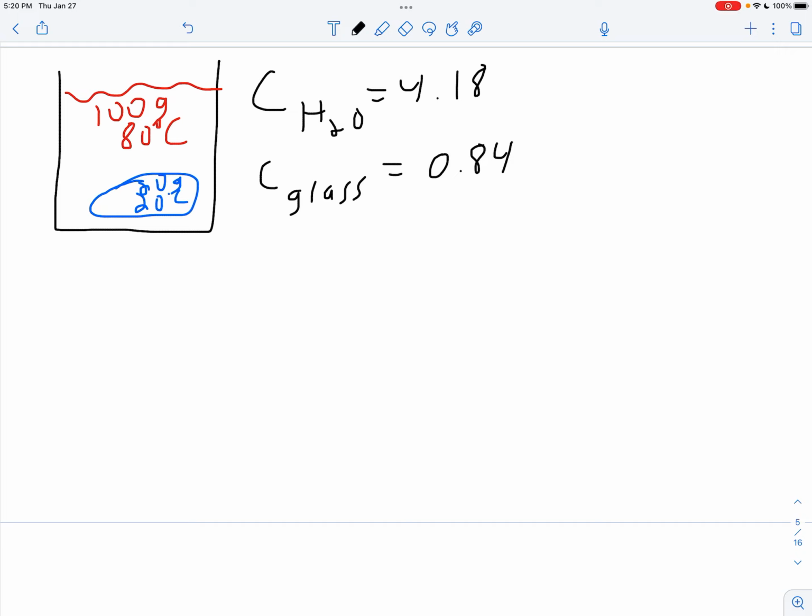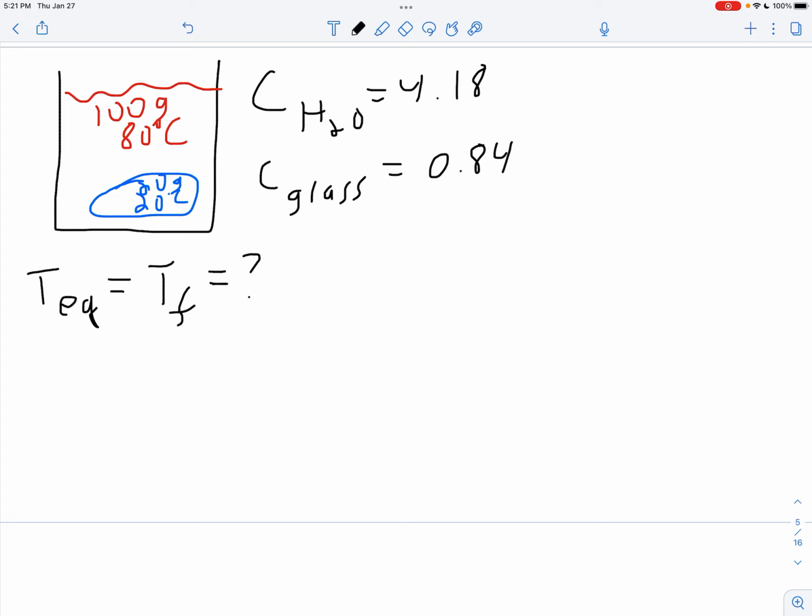For this problem, we have a beaker with water in it, and there's 100 grams of water at 80 degrees Celsius. And then inside the water, we have a piece of glass, and the glass is 20 grams worth of glass, and it is 20 degrees Celsius. And we want to find out what is the temperature where it's going to be equilibrium, which is also the final temperature.